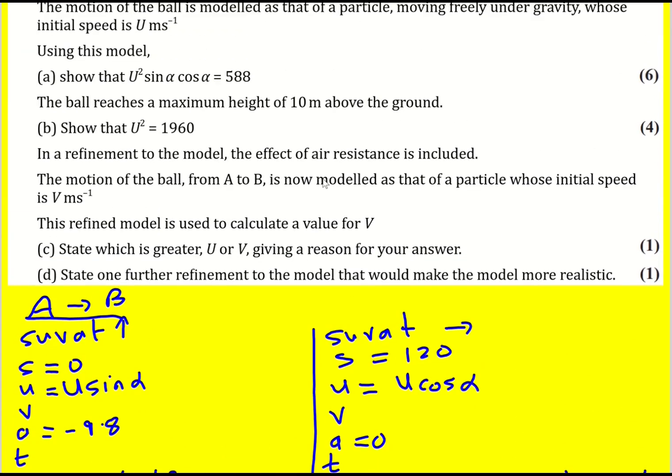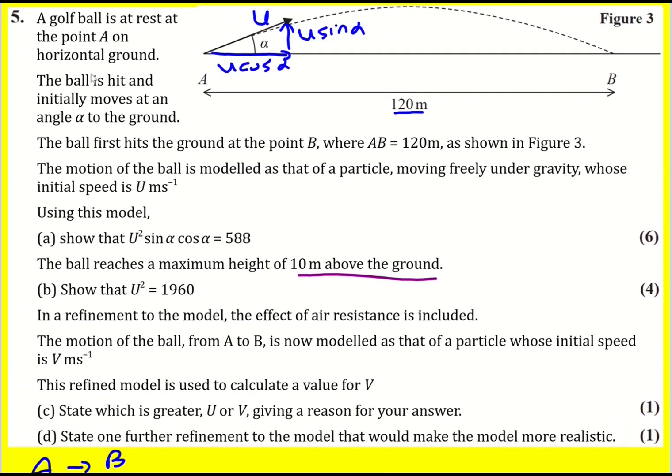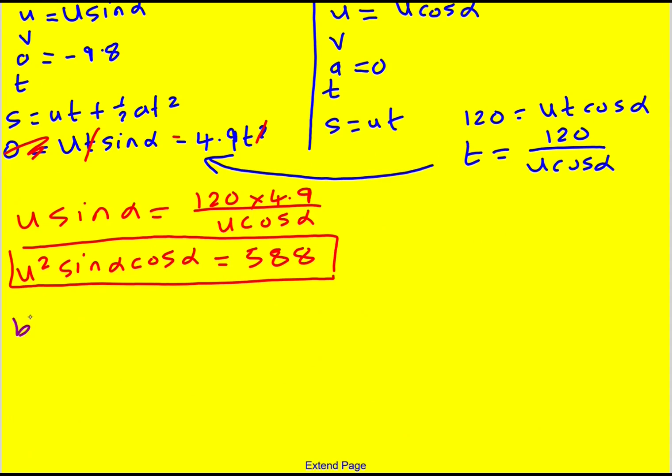Then we're told the ball reaches a maximum height of 10 meters above the ground, and asked to show that u squared is 1960. So here's the maximum height. I'm going to label this point capital C. That is 10. So let's apply Suvat from A to C.